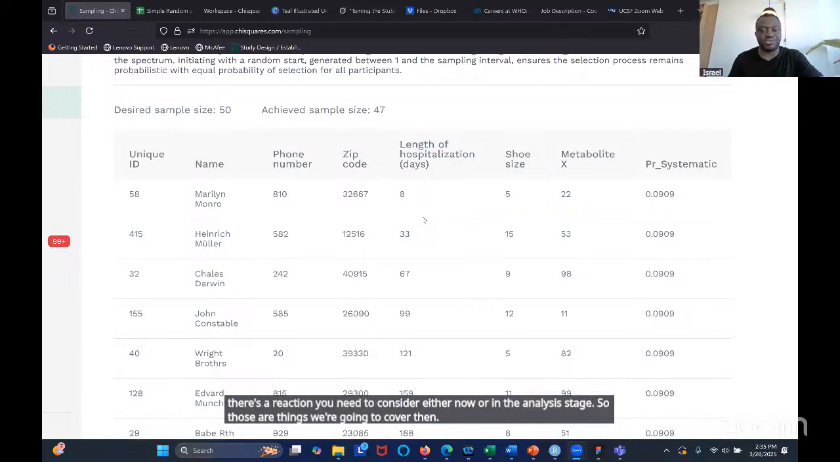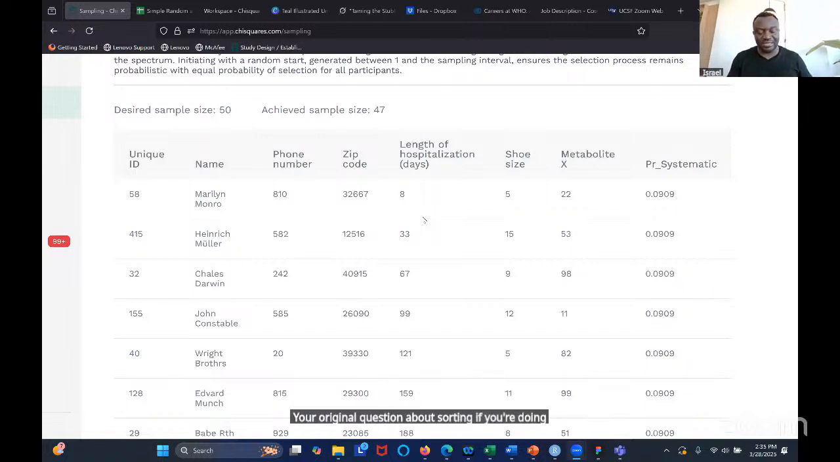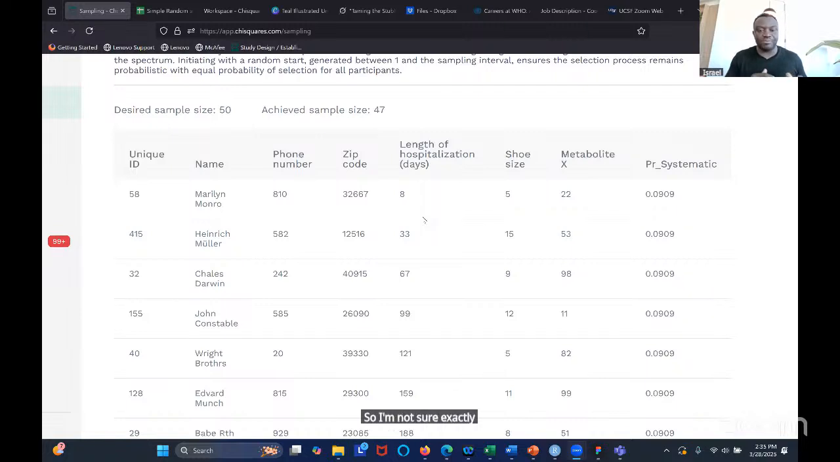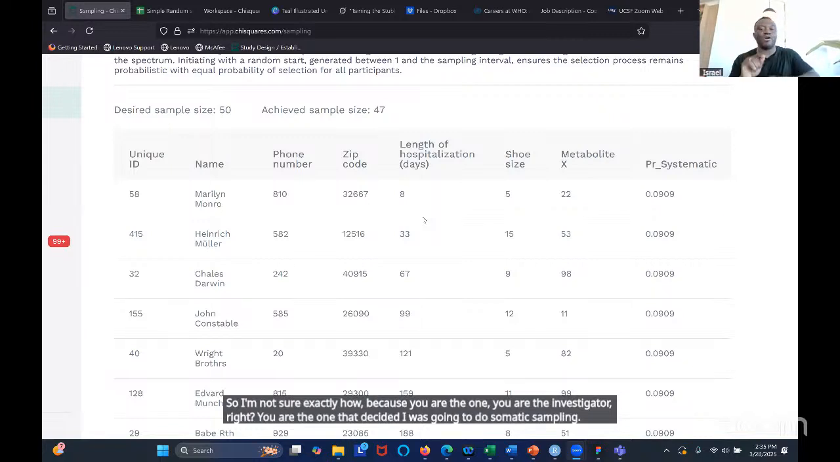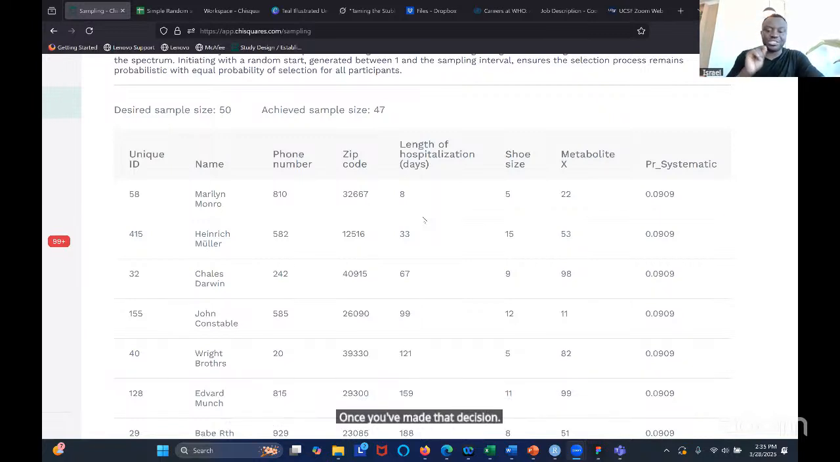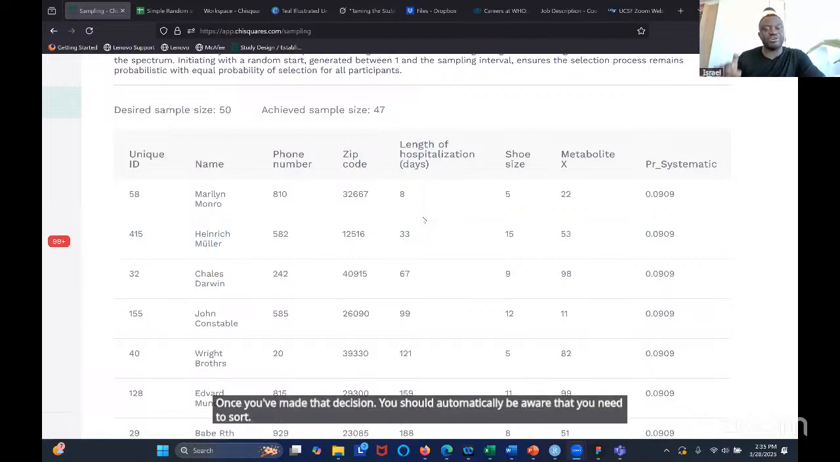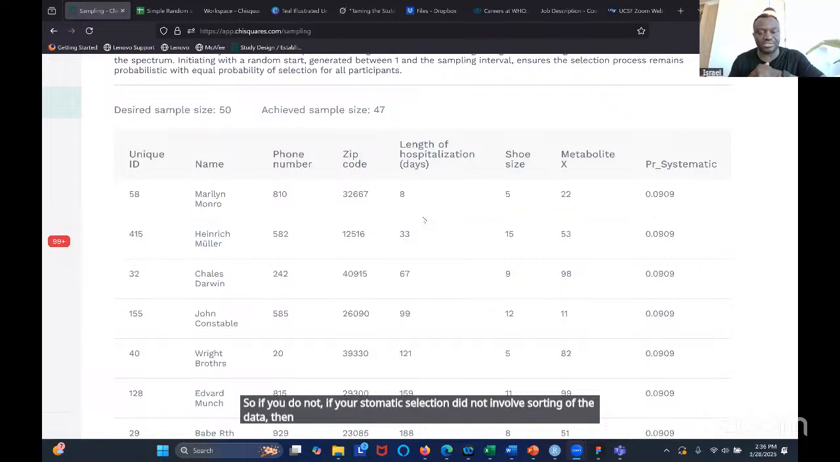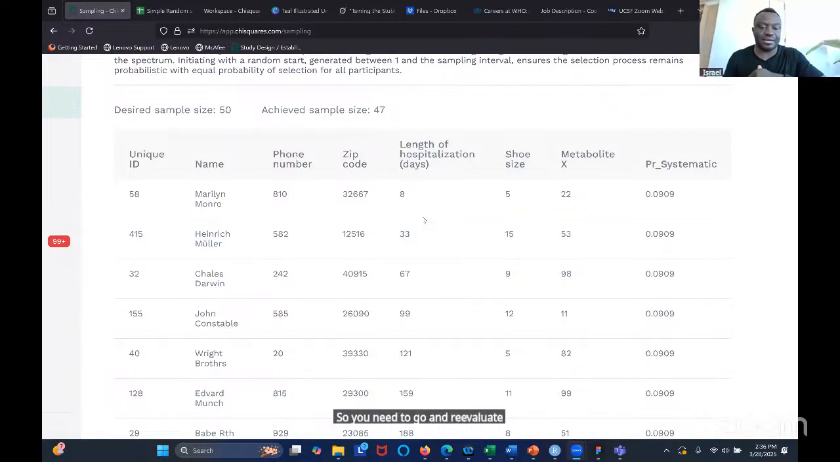Your original question about sorting. If you're doing systematic sampling manually and you are not sorting, you are doing it wrong. Or you're not even aware that you're supposed to sort, you're doing it wrong. That's no longer systematic sampling, right? You're the investigator, the one that decided to do systematic sampling. Once you've made that decision, you should automatically be aware that you need to sort. So if your systematic selection did not involve sorting of the data, then it's patently wrong. You need to go and reevaluate it against what we discussed.